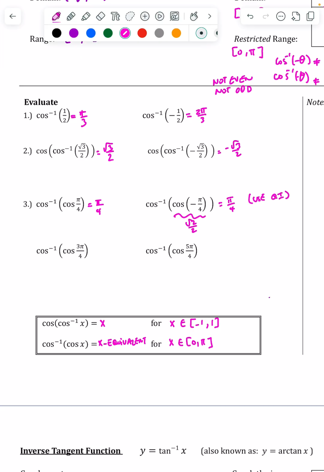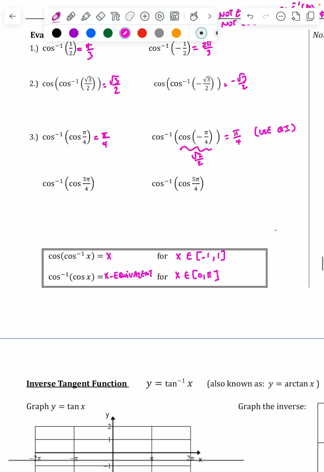Okay? And then cosine inverse of cosine of 3 pi over 4 is 3 pi over 4, because remember 3 pi over 4 is an element of what? Of 0 to pi. It's less than pi. It's 3/4 of pi. And then cosine, now here be careful.